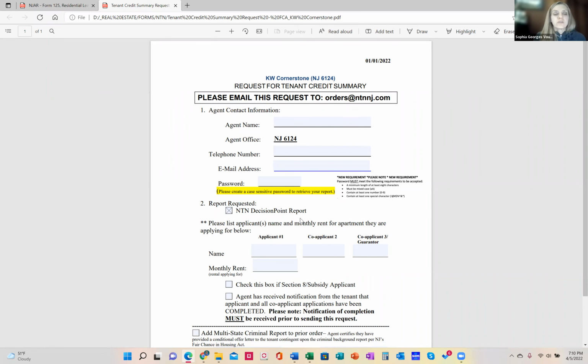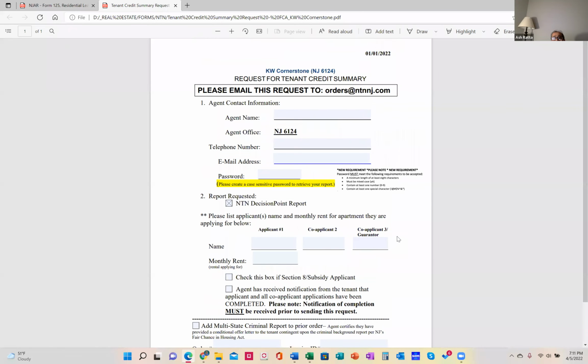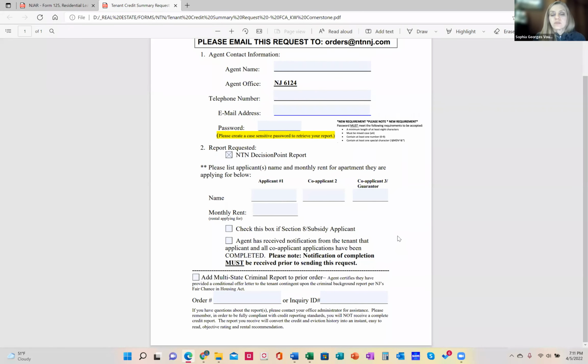And then if the landlord says, okay, I want to run the criminal, then you pull up this report and you literally just click this box off. And then you send it in like that. And then they'll send you a supplemental report with the criminal. Okay, and is that an additional charge? No, it's not. It's all included in the original.